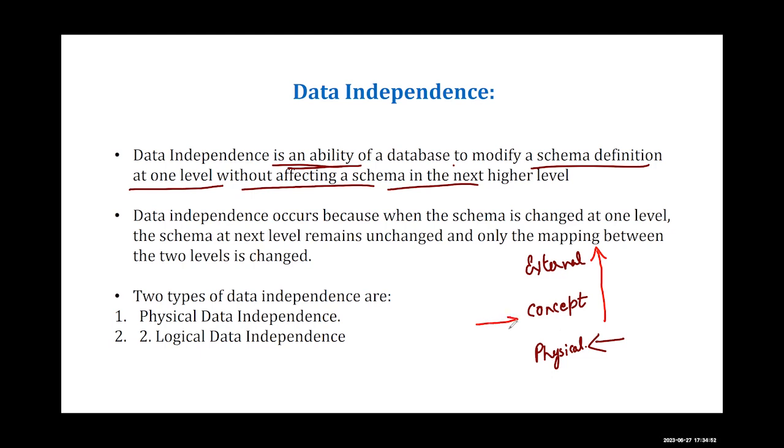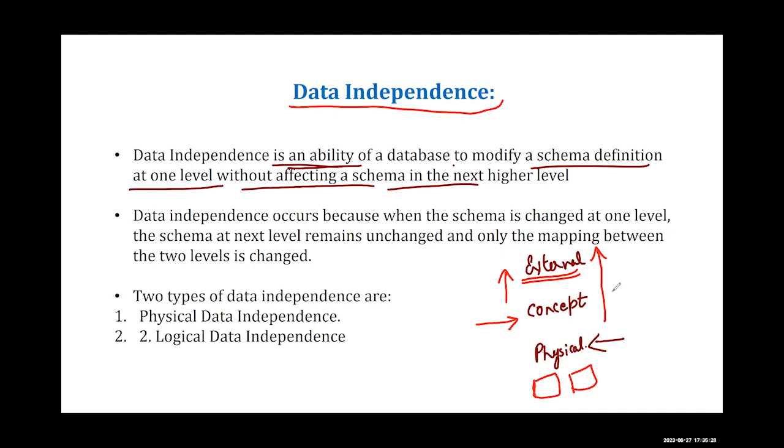Similarly, if I am making changes to the conceptual schema, the external schema, the user should not get to know anything about it. That is what data independence is, and that is supported by our DBMS concept, the three schema architecture. Data independence occurs because when the schema is changed at one level, the schema at the next level remains unchanged. So if I am storing data on a hard disk all this while and suddenly change it to CD, the user accessing the database should not find it difficult or different. That is what I mean.